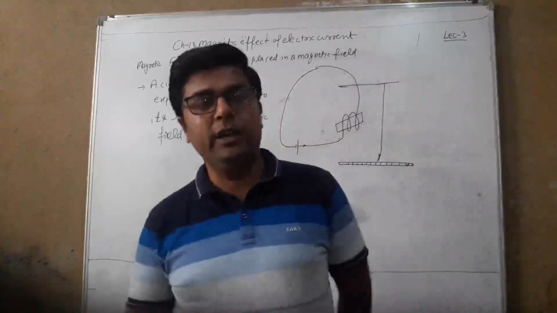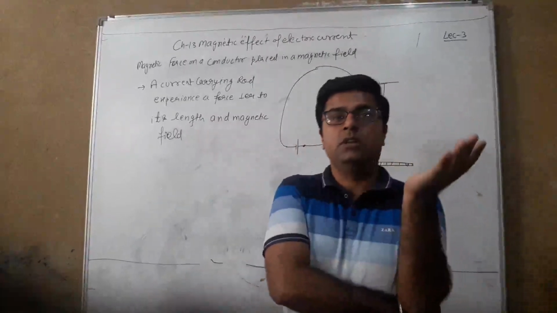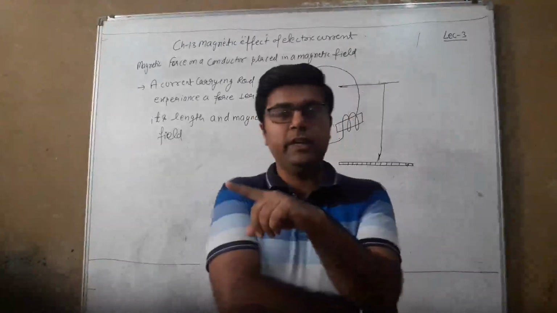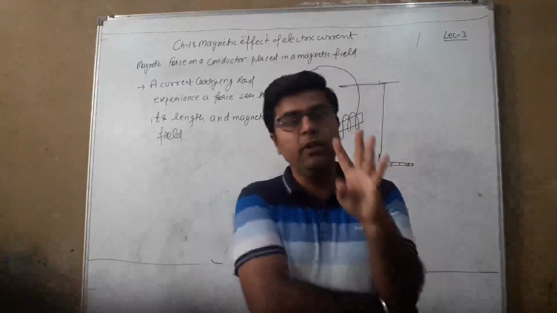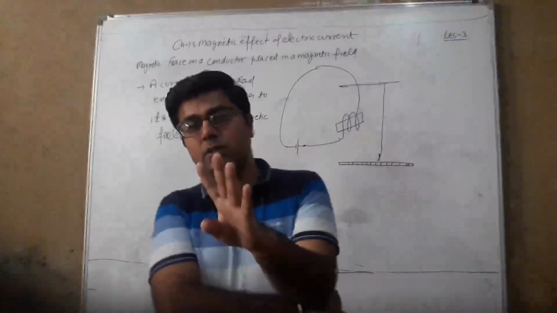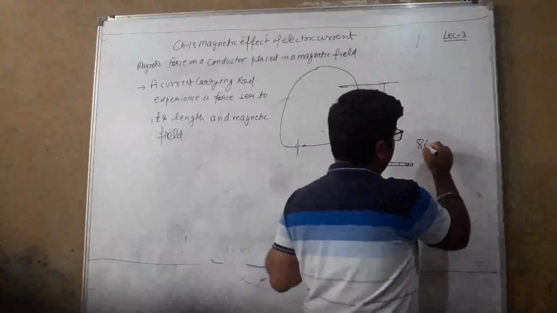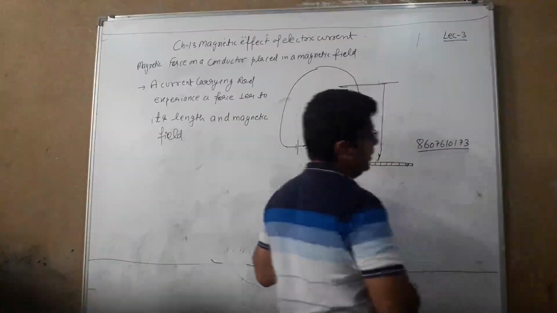Okay, so till now I just recall all the things we discussed about which type of pattern of magnetic field we are getting due to a straight wire, due to a circular loop, what is a solenoid, what is an electromagnet, and all those things. If you have any doubt about that, you can ask me on WhatsApp only.